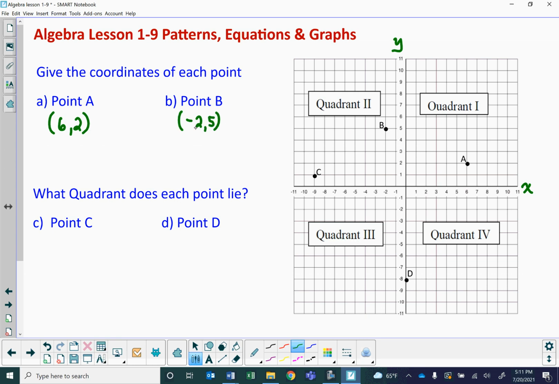Now we're going to talk about quadrants. What quadrant is point C in? We look and we find point C. Point C is here, which is in quadrant 2. So we are just going to say that it is in quadrant 2.